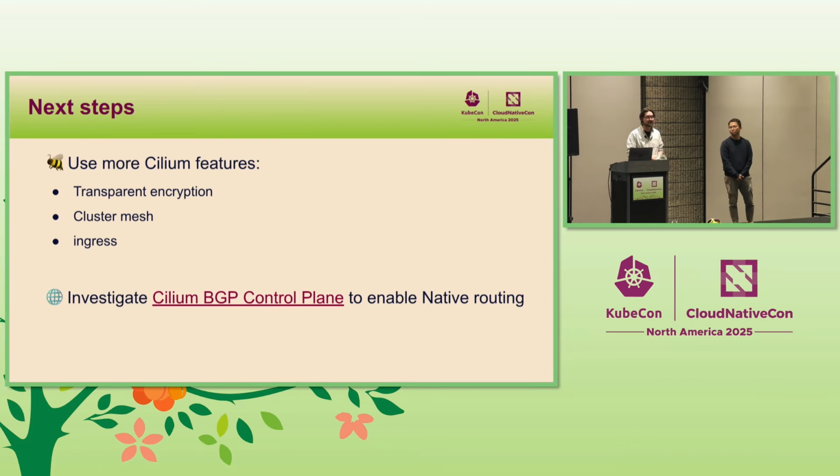So for us, the next step, now that we can standardize all of our clusters to use Cilium in all configurations, is to do the standardization work on our side, but also to try out some more Cilium features like transparent encryption, some cluster mesh work, and some ingress and egress improvements. But we also probably want to start investigating the new Cilium BGP control plane that Giri mentioned a little bit earlier to enable native routing. It's not a massive priority for us. We're quite happy with our current setup, but it's something to consider and that we probably want to play with.